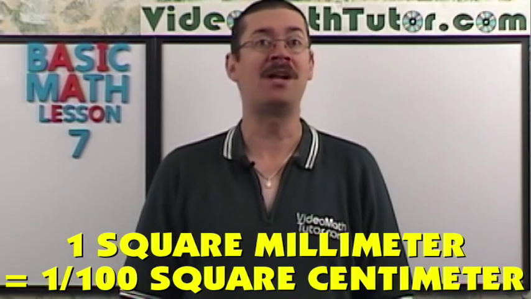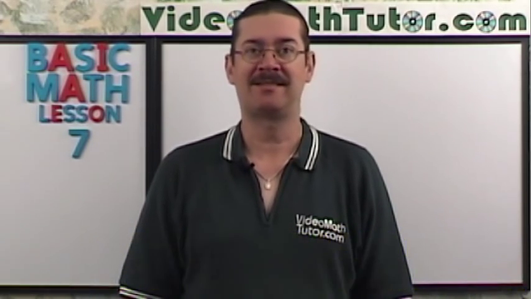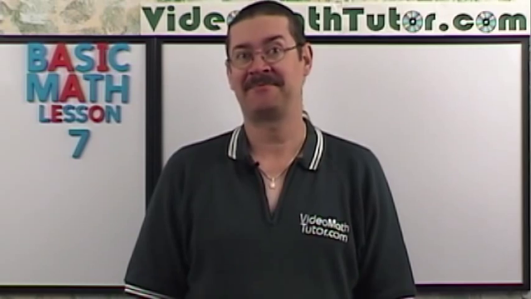1 square millimeter is equal to 1/100th of a square centimeter. Now let's take a closer look at that. And here's an example of a square millimeter. Yeah, right there. See that? Well, here, this might help a little bit. See, okay, I'm probably scaring some of you guys. I better stop.